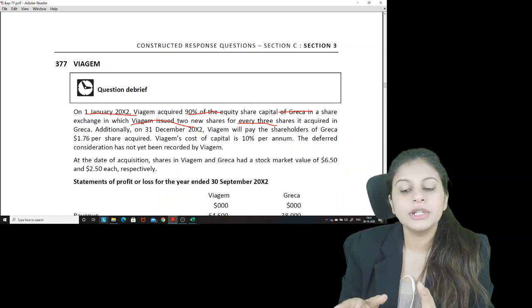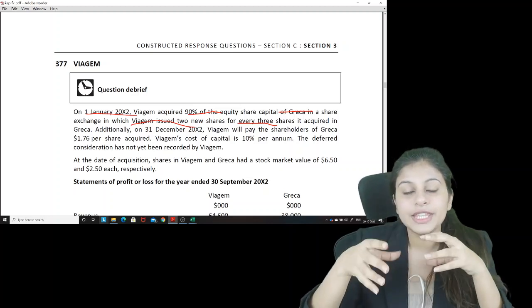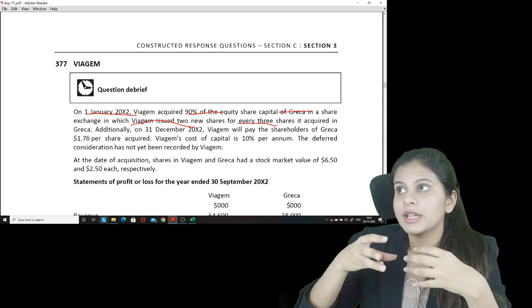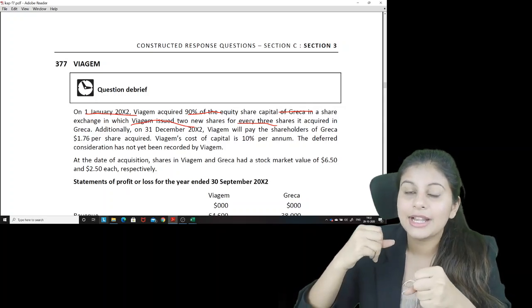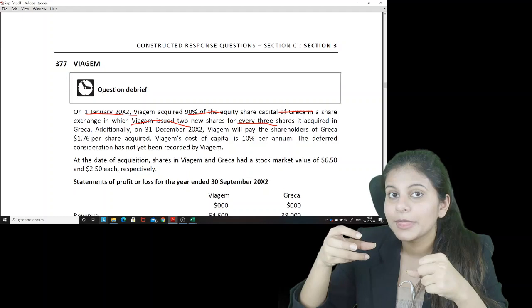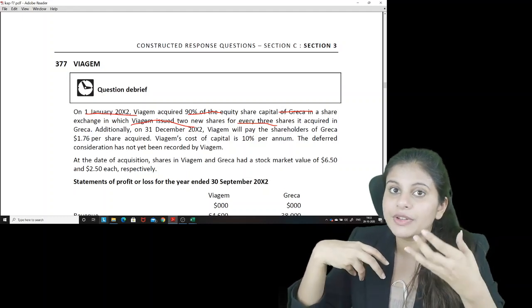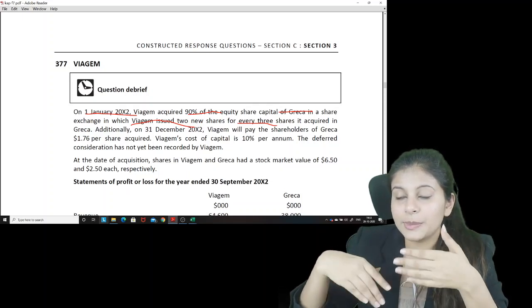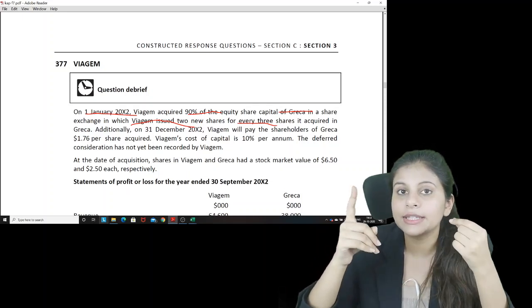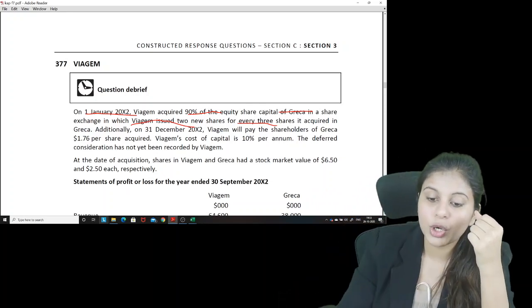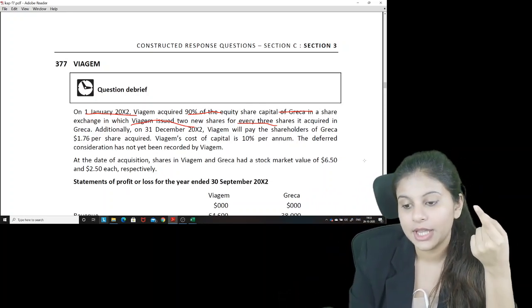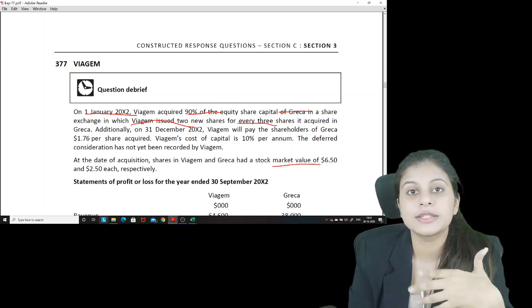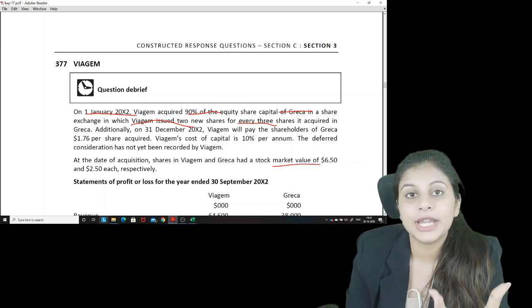Okay. So similarly here we have V, that is the parent, has taken 9,000 shares and is promising that he'll pay 2 new shares for every 3 shares he gets. So he's paying out how many new shares? He's paying out 9,000 into 2 by 3. And at what price? At the market price. And what is the market value of the shares of the parent? Because the parent is paying out its shares, you will take the price of the parent.